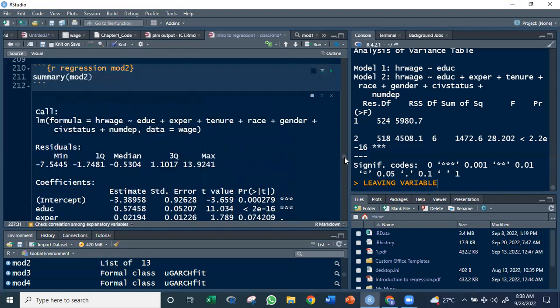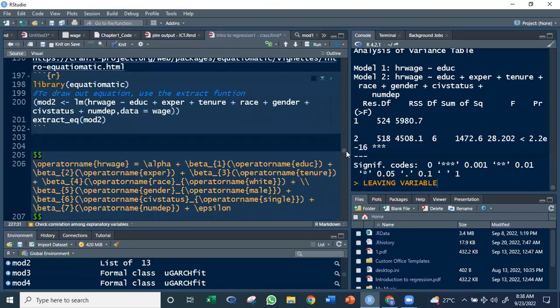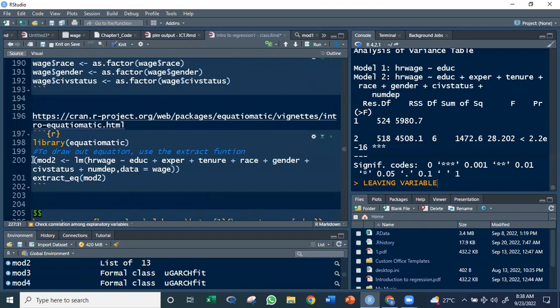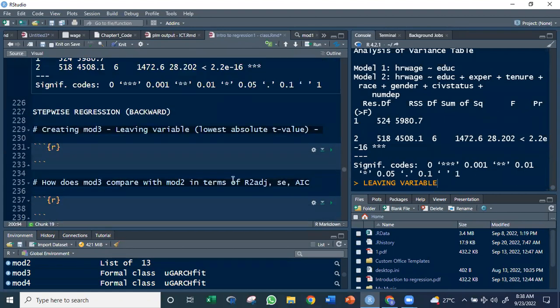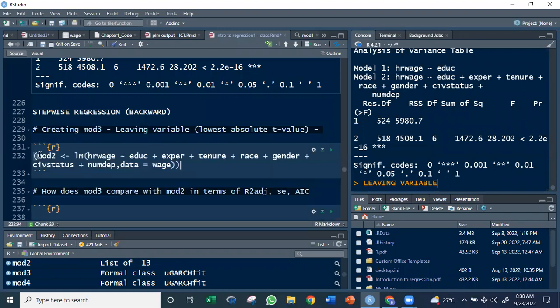So what will happen? Let's copy now. Okay. So gawin natin ngayon, tatanggalin natin si raise. Let's copy this, Control C. Now let's go here. Okay, Control V. So we'll now have our model number 3, and tatanggalin natin si raise. Okay? So anong tawag dito, guys? Stepwise regression.